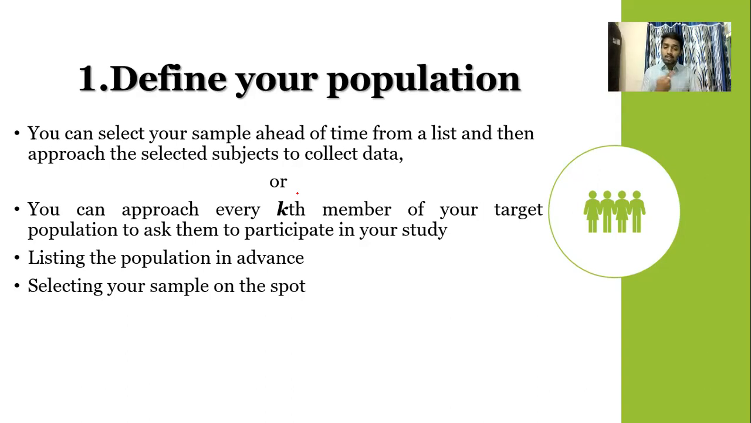What are the two more simple steps you have to keep in mind while conducting systematic sampling? Under defining your population, you should have these two steps in mind. Which are these two steps? The first one is listing the population in advance. You should have a list of the population in advance. As we saw in the simple random method, your targeted population should be accessible to you.